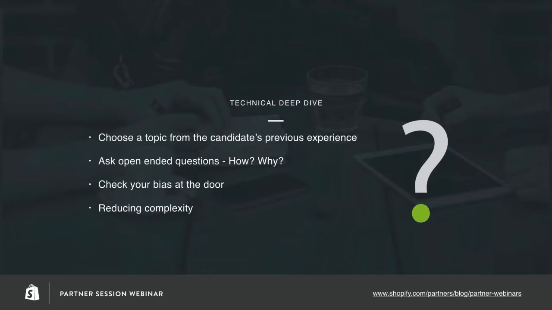These are quite fun because you have the opportunity to learn from the candidate. Have them choose a topic from their previous experience, or you can choose one if you've gone through their history and see that they're an expert in some sort of design function. Start with a very broad question, and then keep asking them open-ended questions like, how did you do that? Or why did you choose to make that decision? Keep going until you stop learning, and then keep going again until they can't go any longer.